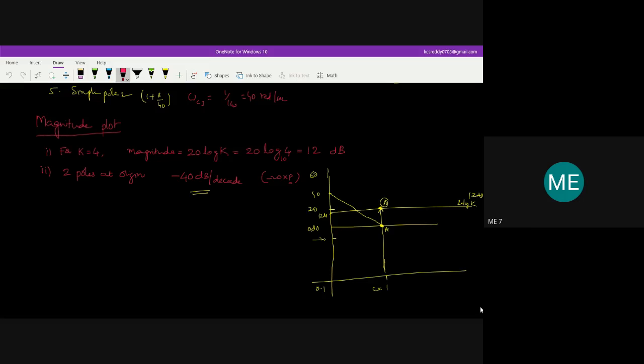It means that if I draw a parallel line exactly passing through this point, this is the line we need to draw. Once you draw this, then immediately we need to go for the next factor. We cannot stop. We have to continue this line, till where? Continue to the next corner frequency, which is at omega equal to 2 radians per second.